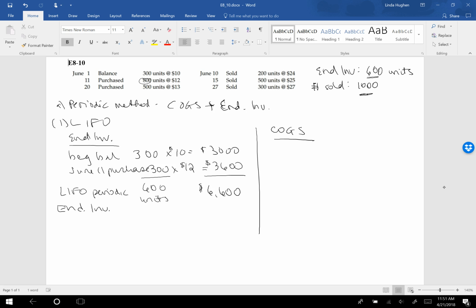purchases. So on June 27th, we sold, let's see, well, all we need to worry about is the 1,000. We go to this most recent purchase, so we said from the June 20th purchase, we assume that all 500 of those were sold at a cost of $13 per unit. Total cost of $6,500. We're working up towards accounting for sales of 1,000 units. So of this 800 units that were purchased on June 11th, how many of those do we assume were sold?